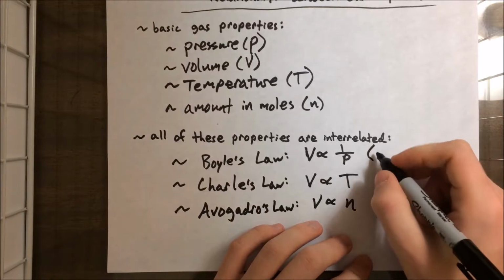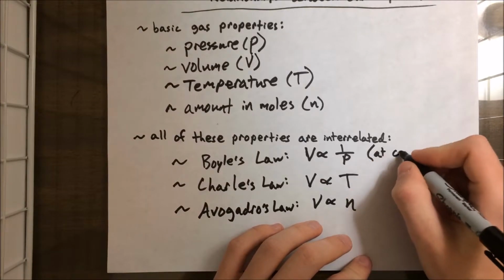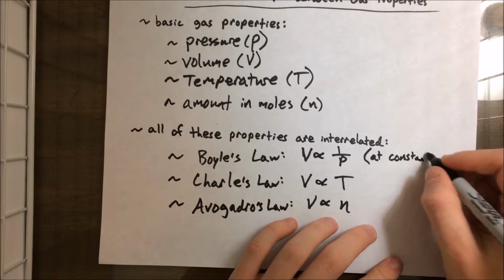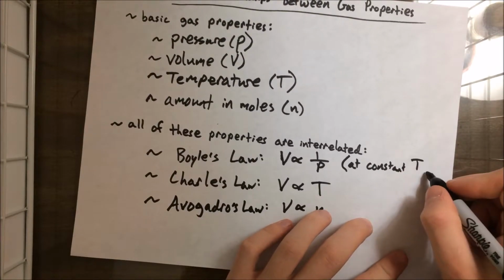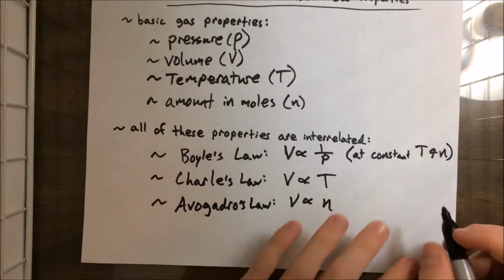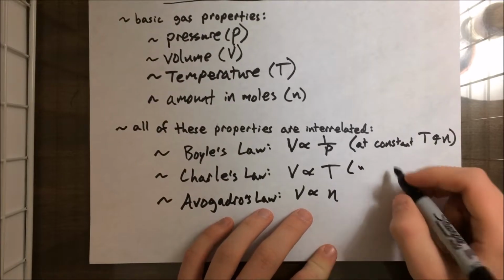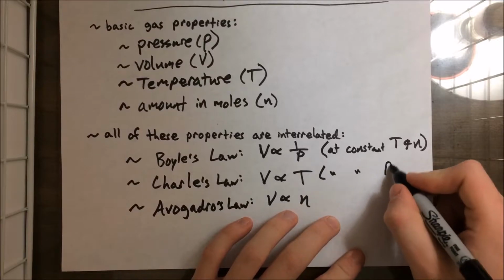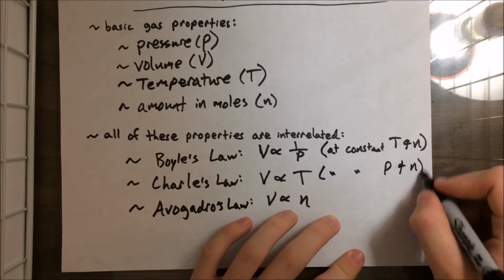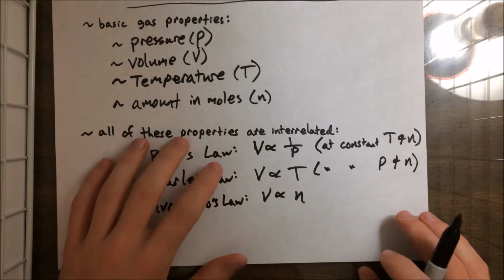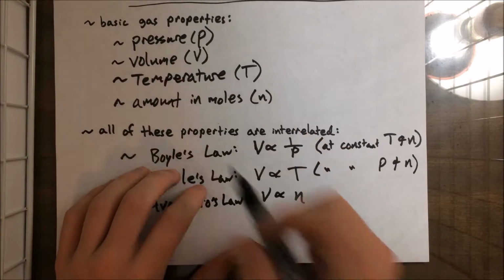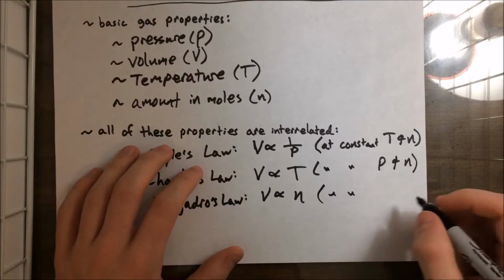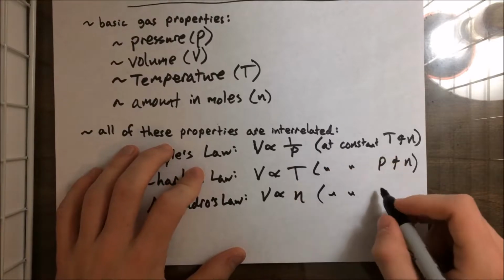And Boyle's law is at constant temperature and amount in moles, so constant T and n. Charles' law is at constant P and n. So it's just that the other two properties are constant. For Avogadro's law, it would be at constant P and T.